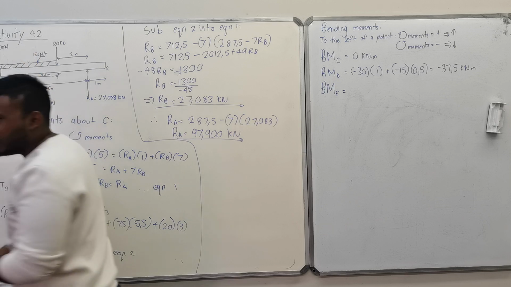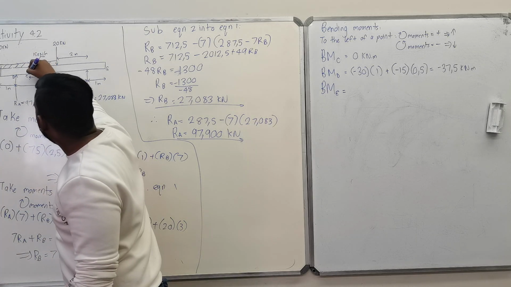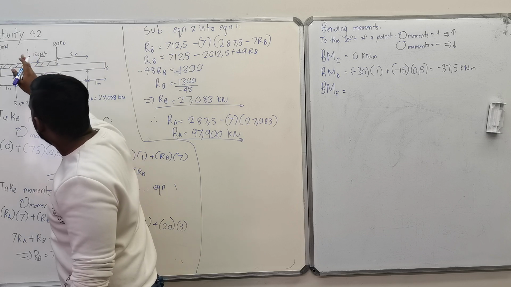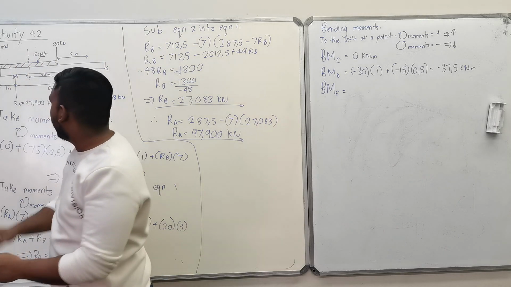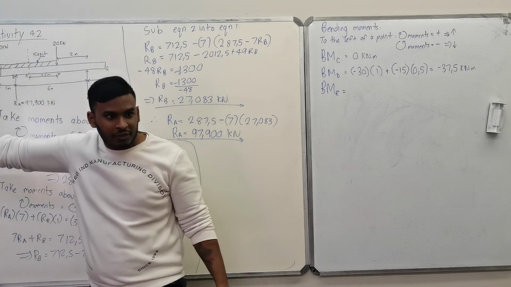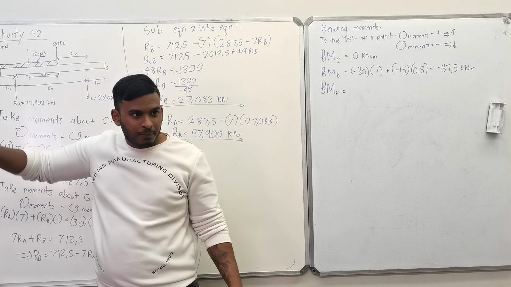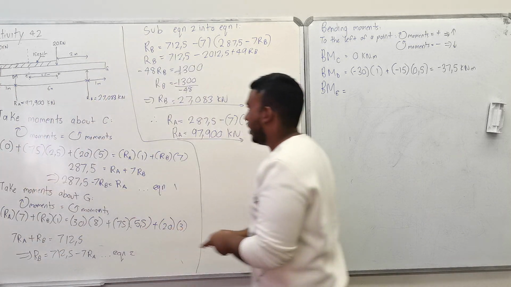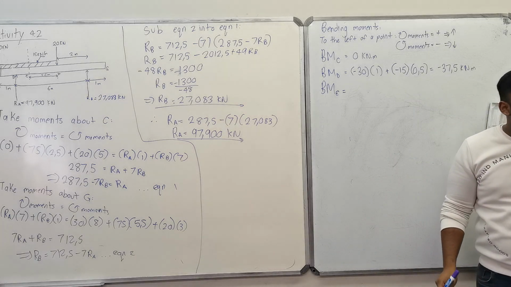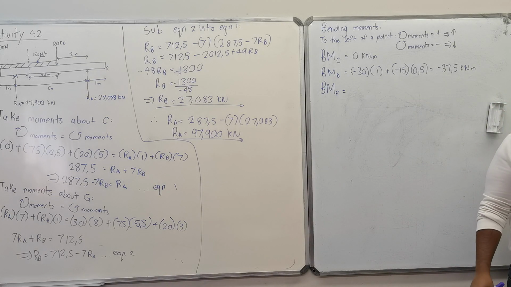And now I'm looking at point E, right? Now I'm looking to the left of point E, and it's everything to the left of that. So let's start with it now. How many forces are acting on point E or to the left of point E? 3 forces.